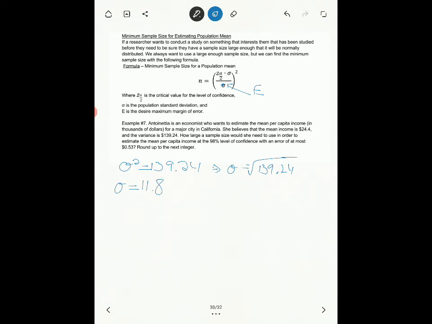We have our z sub alpha over 2, and we look that up in our table or any way we want to look it up. We get 2.33 for the 98%. And then the error says it needs to be at most 0.53, so our E is 0.53. So n is equal to 2.33 times 11.8 divided by 0.53. Something a lot of people forget to do is square it. Do not forget to square it.